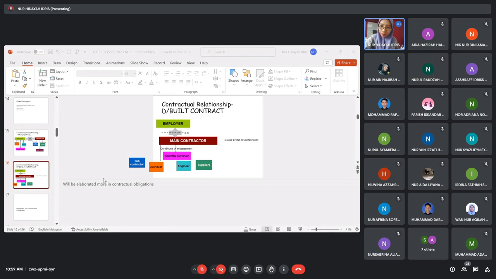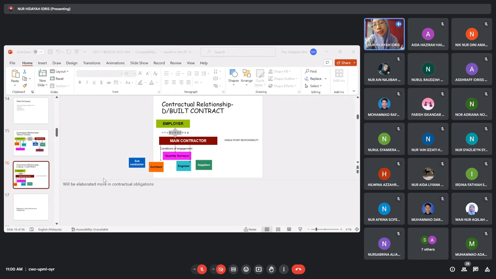Name one girl. Rauza. Okay, Rauza, where you at? Yes, madam. Okay. Rauza mentioned on traditional contract, all the consultants or designers will be under the employer, where those subcontractors, domestic as well as nominated subcontractor, and other suppliers will be under the main contractor. Okay, what else? The employer, the architect, engineer and also quantity surveyor only can accept order from employer.